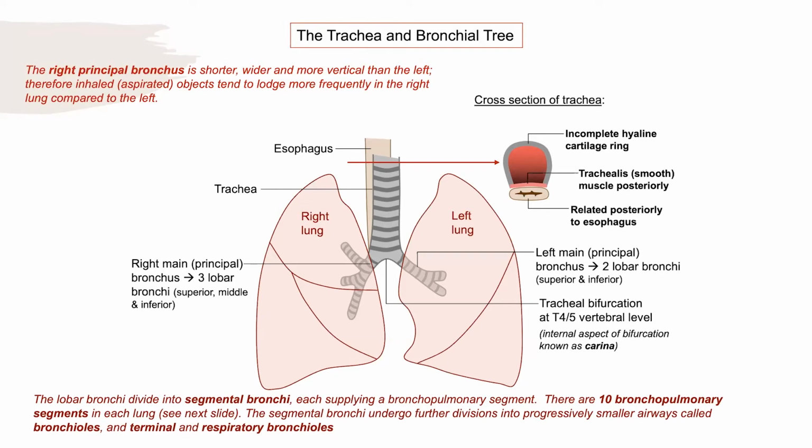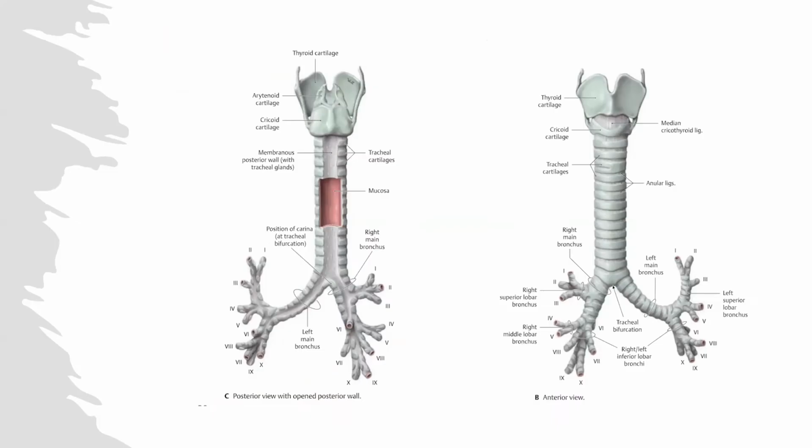And segmental bronchi undergo further division into progressively smaller airways called bronchioles: terminal and respiratory bronchioles. A bulla term has also been used for those. Now, we are looking from the front at how the trachea looks, and we are looking from the back. And the larynx is also attached. And now what I was telling you, look at all these cartilages.